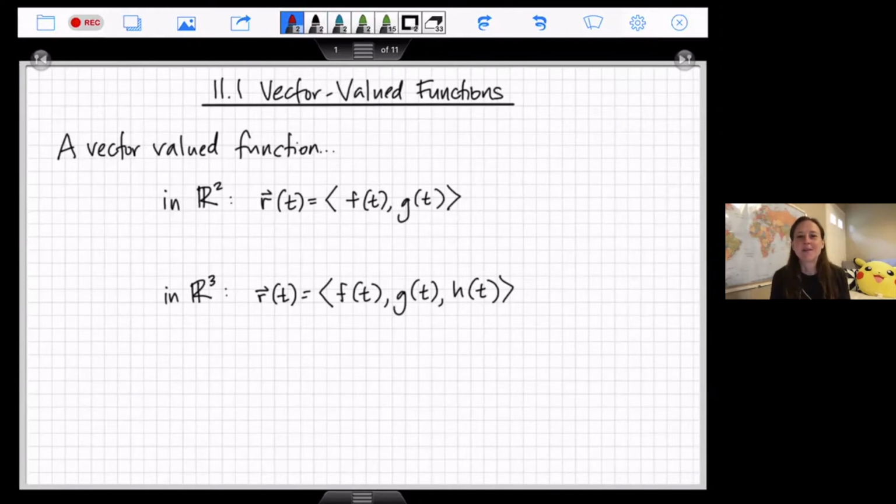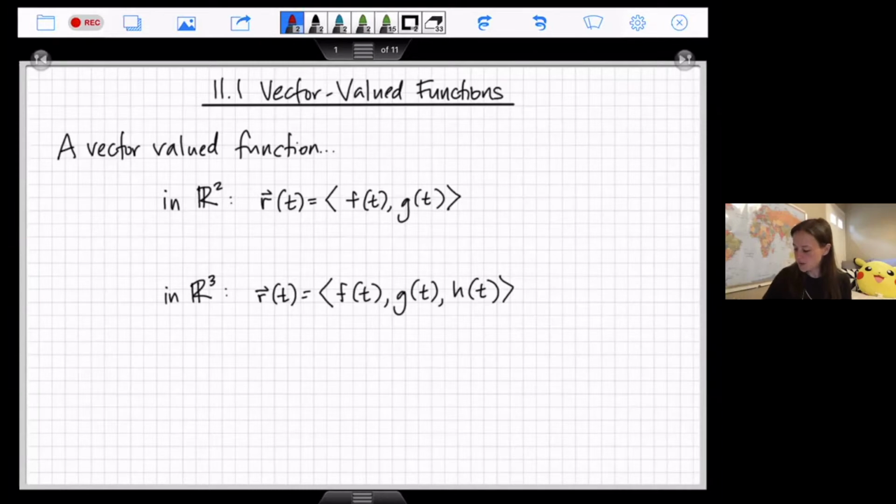All right, we're starting chapter 11 today on vector valued functions, and we're getting dangerously close to this actually looking like a calculus class. Just one more section here. All right, so a vector valued function, what is it? In R2, R3, I've got the definitions there. These are functions that take a real number as an input and output a vector, either in 2D or 3D.